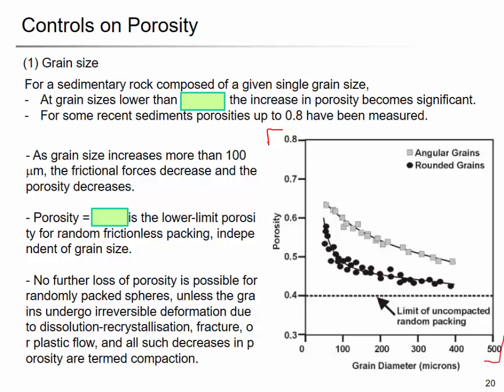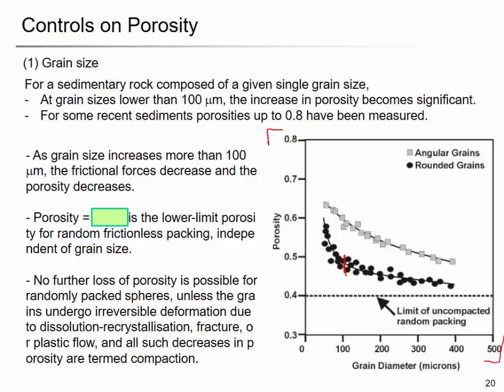For the rounded grain, especially when the particle sizes become less than 100 micron, you have a rapid increase with a decrease in grain size. So at grain size lower than 100 micron, the increase in porosity becomes significant. And for some recent sediment, porosities can be up to 80%, 0.8. So this can be quite high.